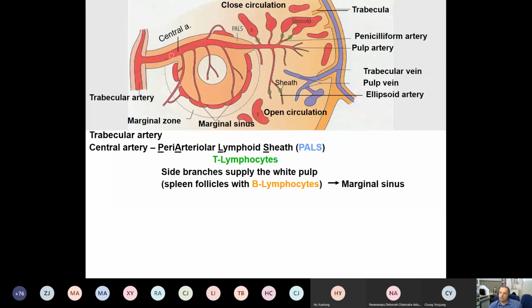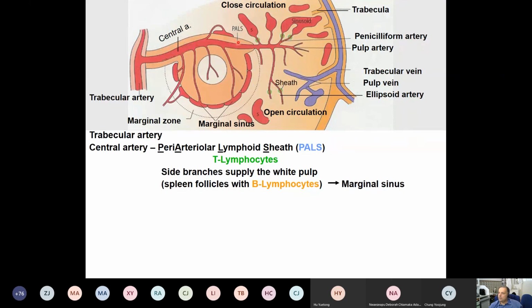And this actually contains T lymphocytes. The central artery has many branches. It has side branches. They will provide the blood supply for the lymphatic follicles, where you find the B lymphocytes, and that blood is drained to the marginal sinus.